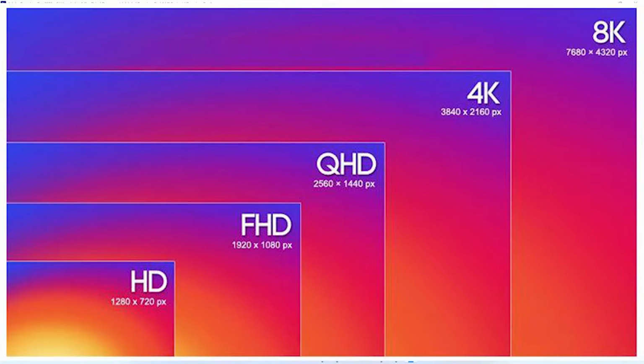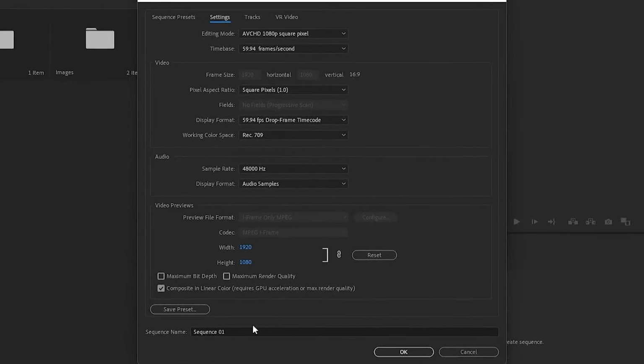I'm using 1920 by 1080p. That's full HD for this video. You get what I'm saying? I want the full quality. So you just get that around here basically. You can change things if you want to change them, but I'm sticking to 1920 by 1080.